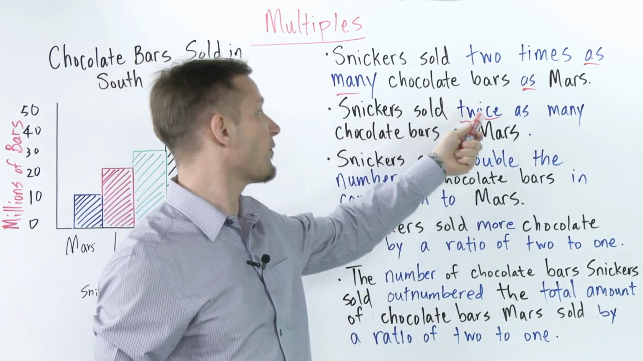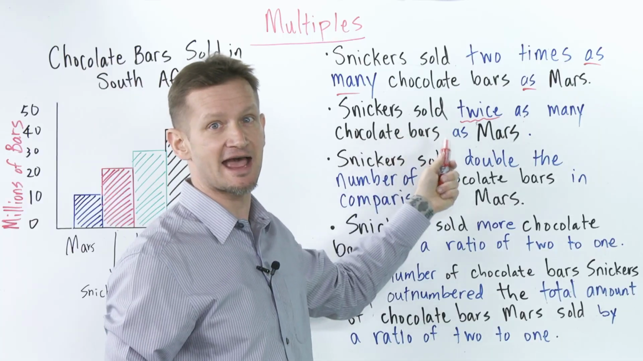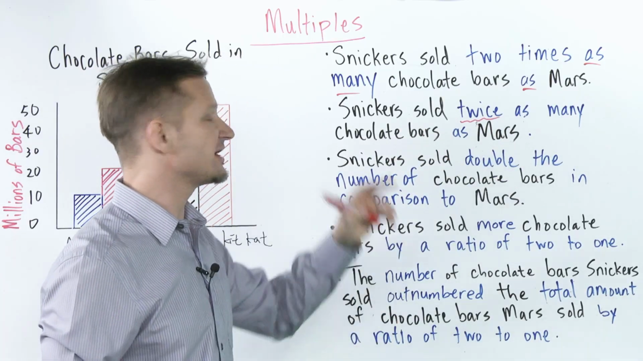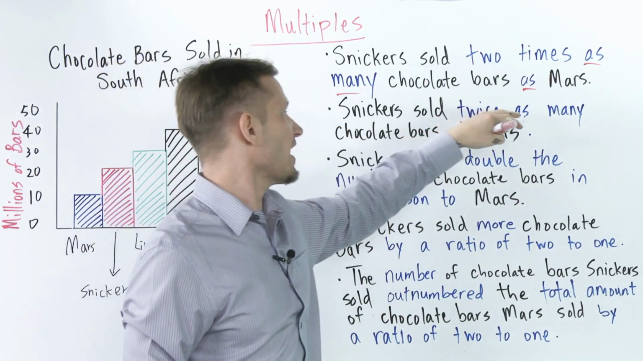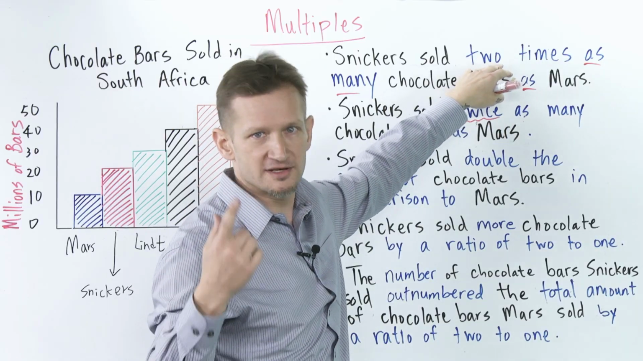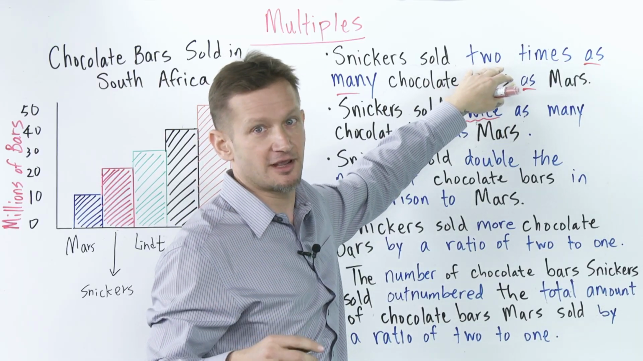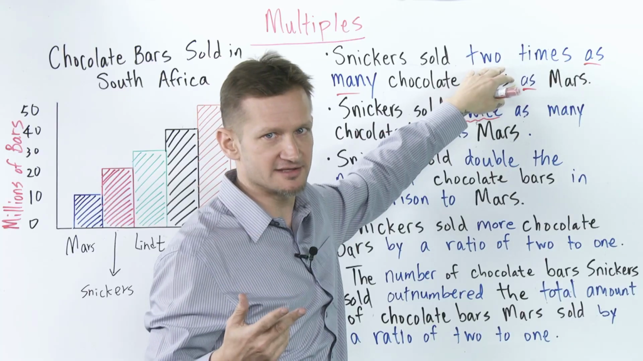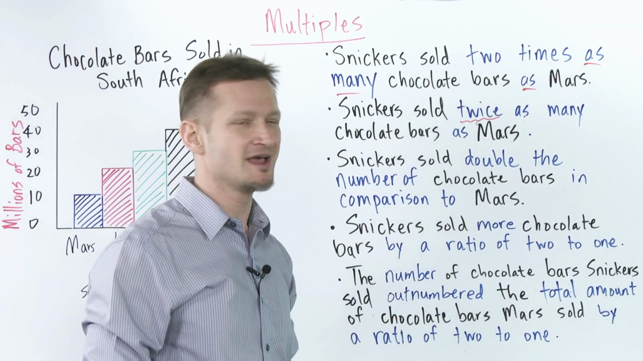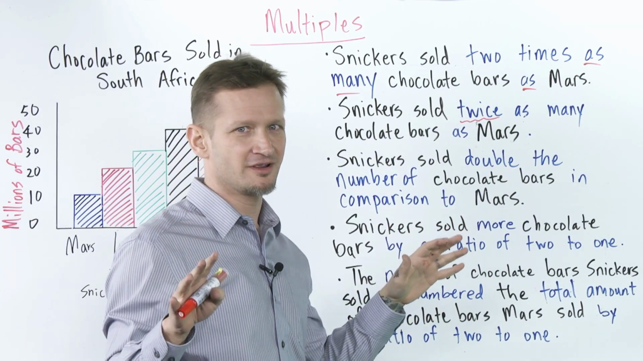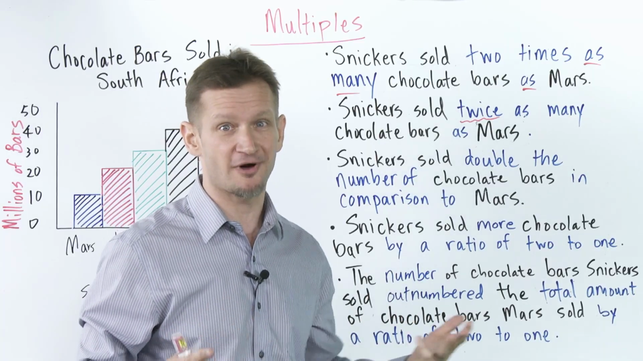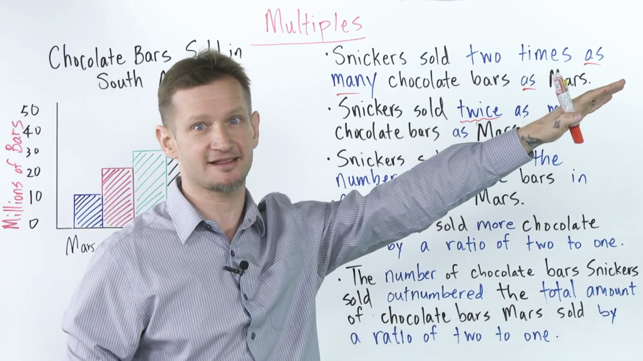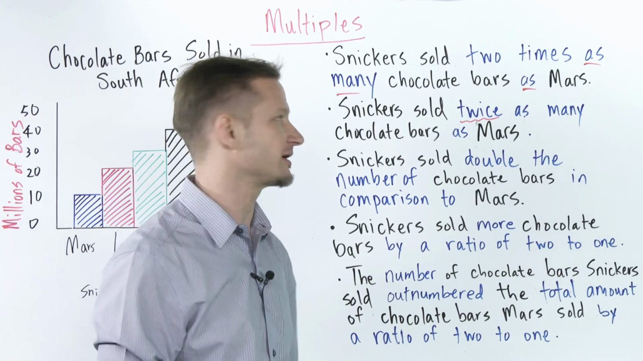Right? So Snickers sold twice as many chocolate bars as Mars. Now here's a caveat. Twice, we can say 1 time, we can say 2 times, right? Or we can say once and we can say twice. And these are higher level vocabulary words. But there's no word, well, there's a word for 3 times. We say thrice, except people stopped saying that 100 years ago. We don't really use that word anymore.